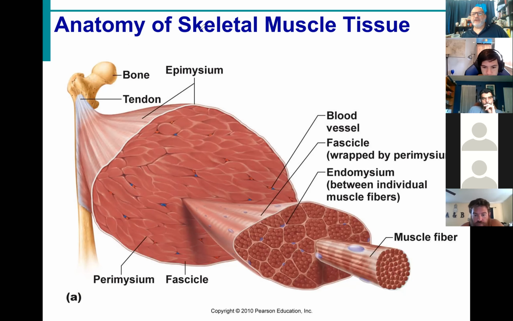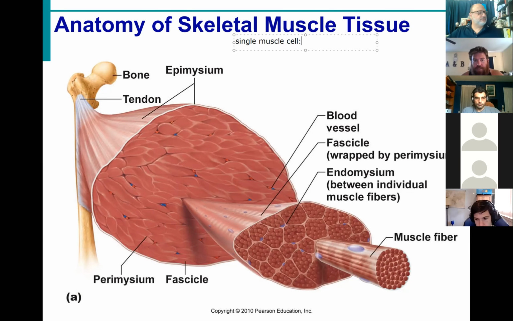Starting first with a single muscle cell. Remember, one of the things that we talked about with a single muscle cell is that it is irritable. It is electrically excitable. What does it mean to be irritable? What does it mean to be electrically excitable again?